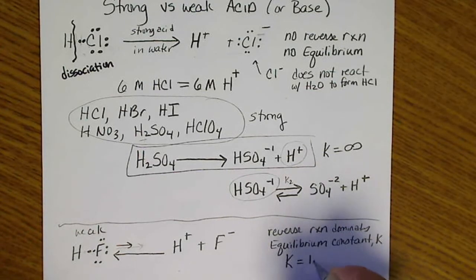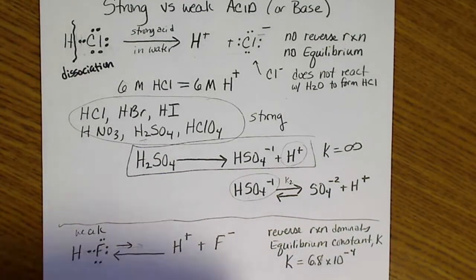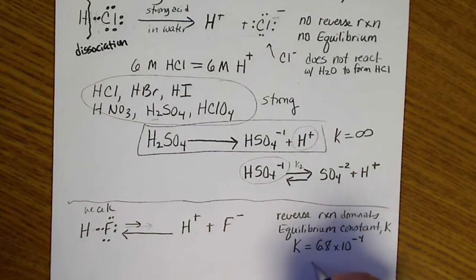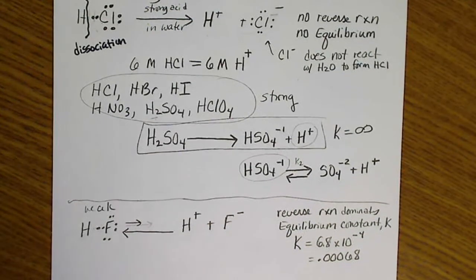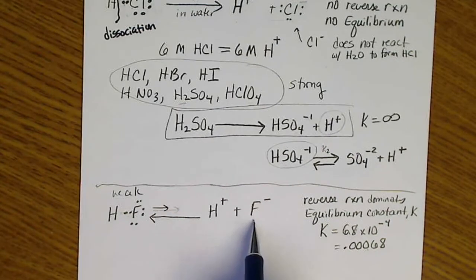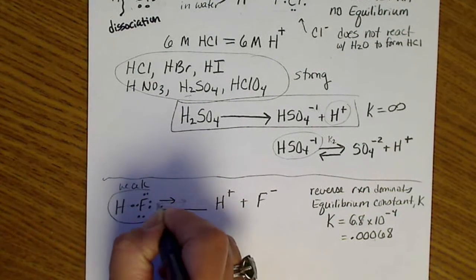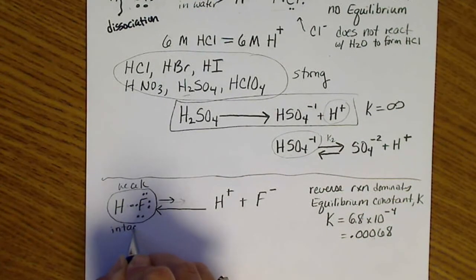So the K for this, it's acetic acid, 6.4 times 10 to the negative 4th. It might be a 6.8. Should have looked that up first. But anyway, this is a pretty small number. So this is 0.00068. And if you remember from equilibrium, the chapter that we talked about, if K is much smaller than 1, that means the reaction prefers to run in the opposite direction. So this molecule stays intact, and I'm going to be using that term quite a bit.